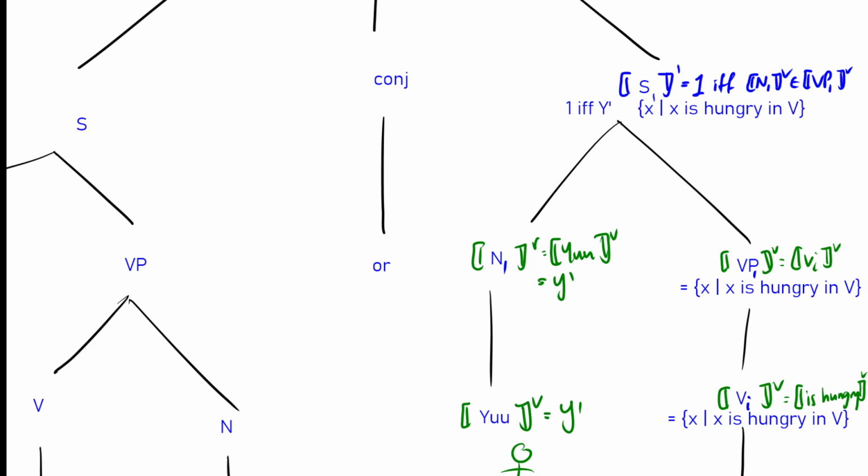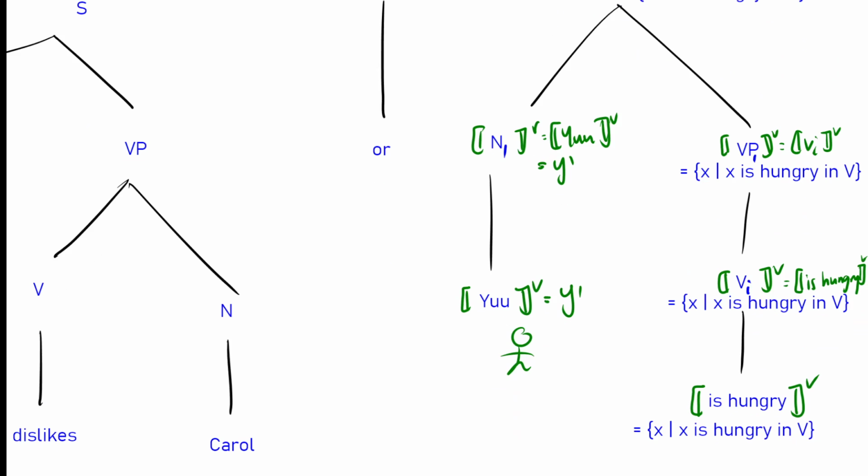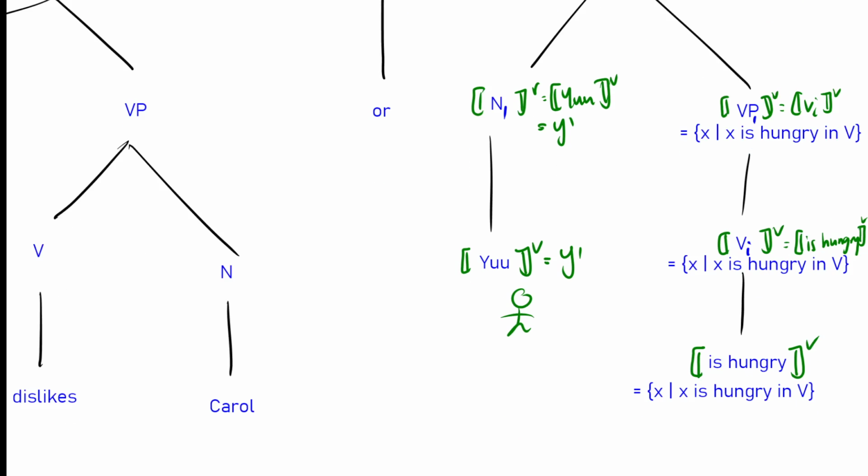So that is going to be the meaning of our first sentence on the right. U is hungry is true if U is in the set of X such that X is hungry in V. Okay, that's our first one. Let's now go to U dislikes Carol.